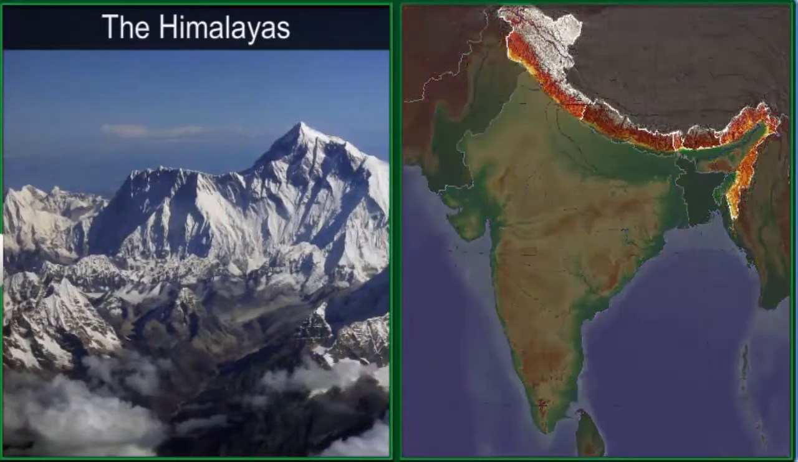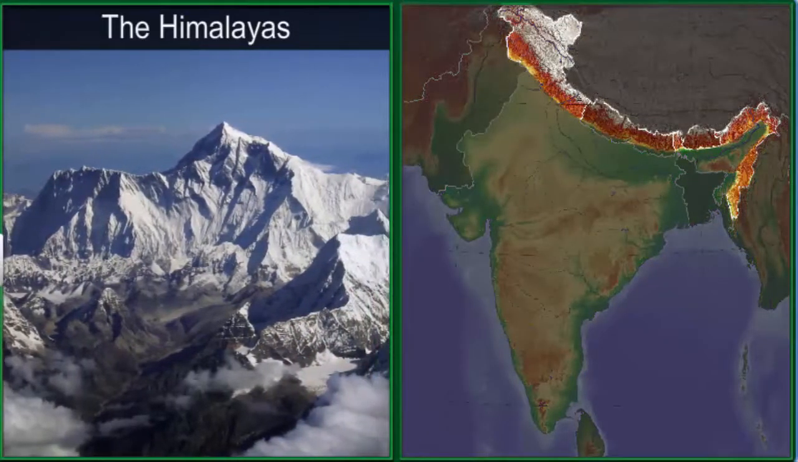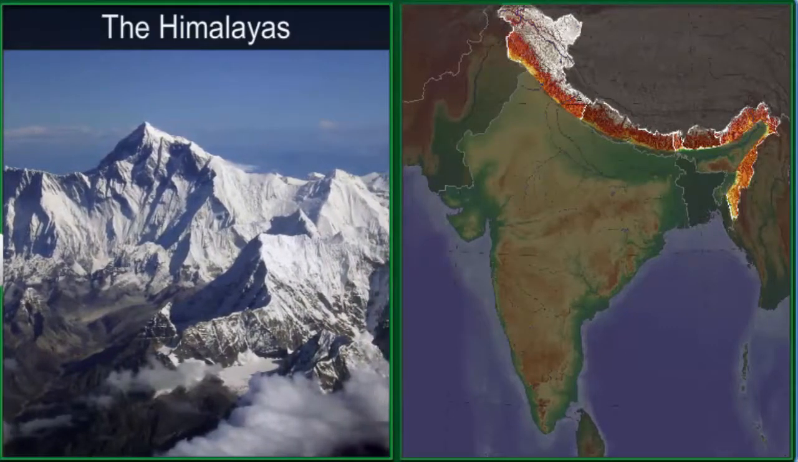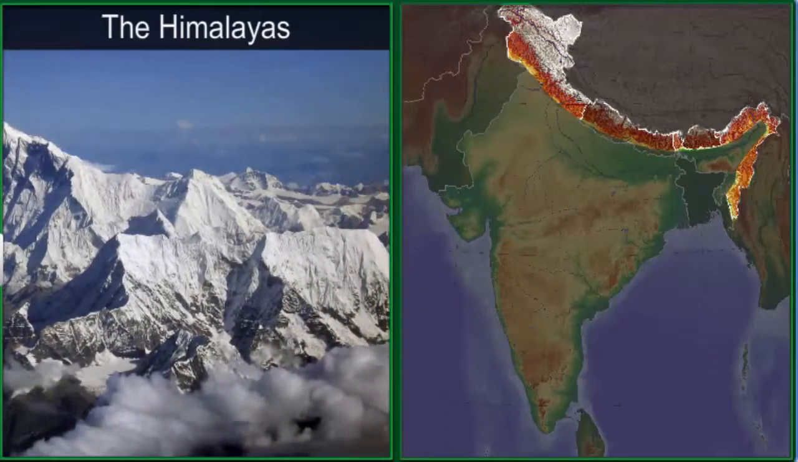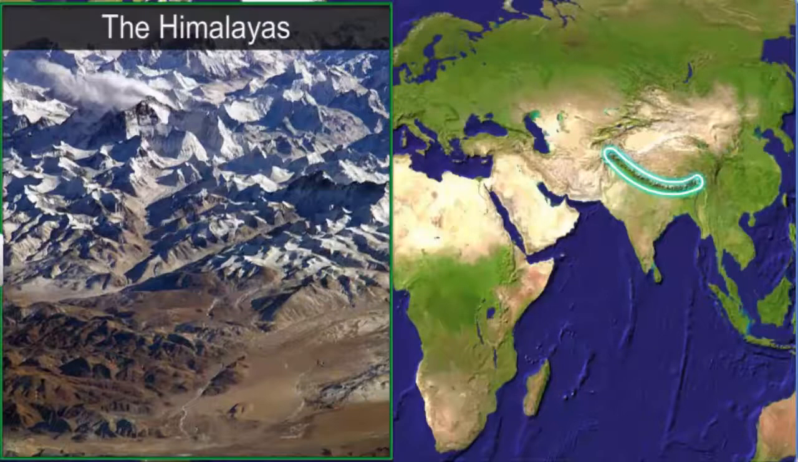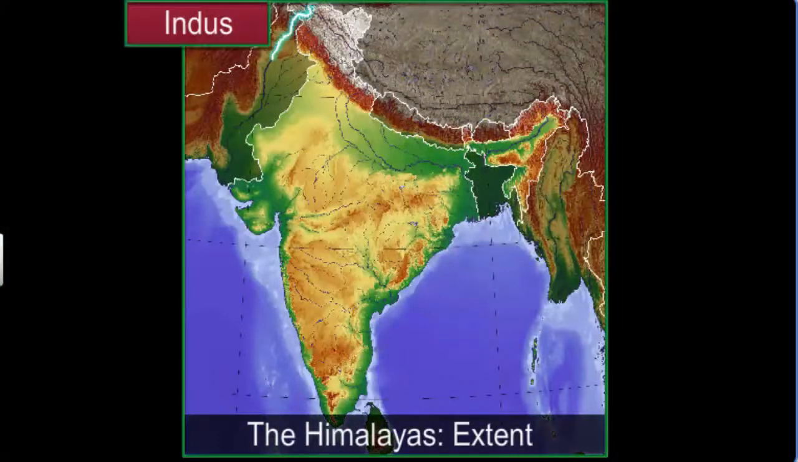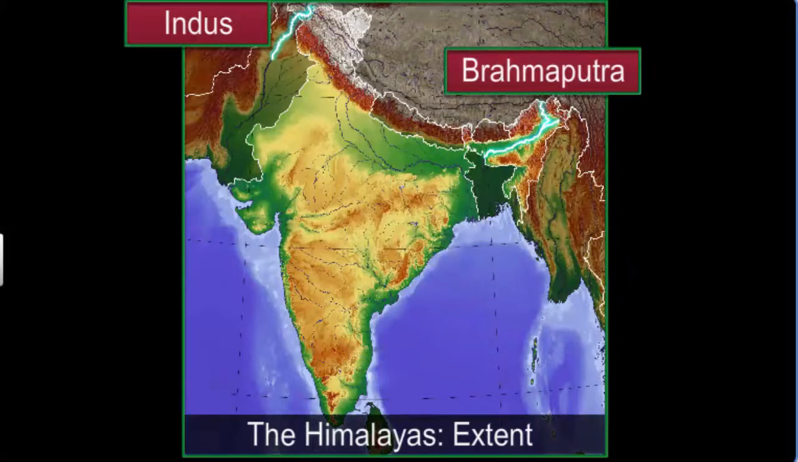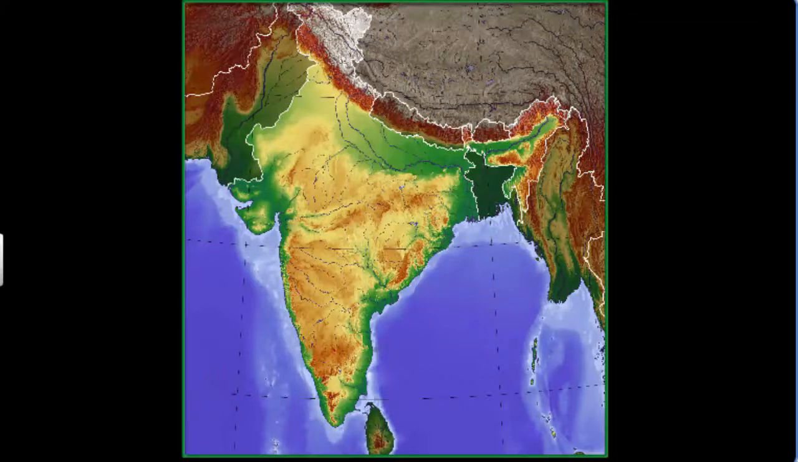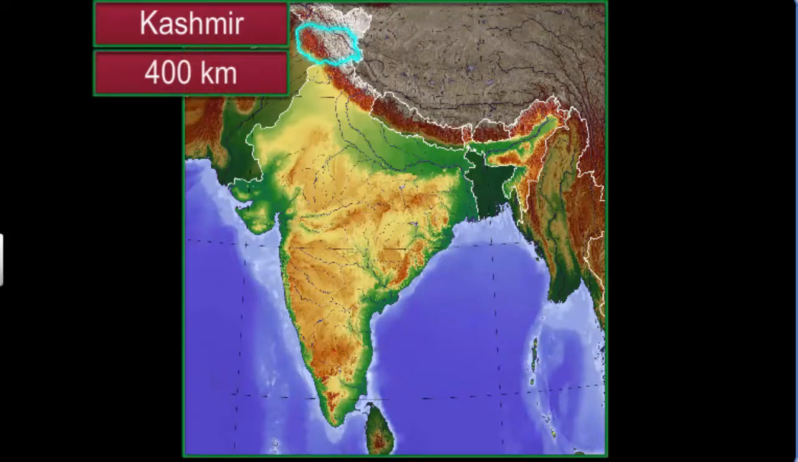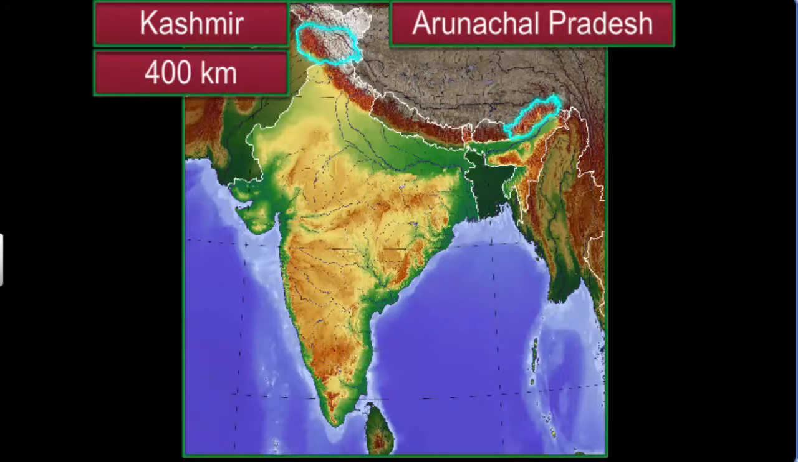The Himalayas are fold mountains that cover the northern border of India. They are geologically young as compared to other mountain ranges. The Himalayan range is the highest and the most rugged mountain range in the world. It extends from the river Indus in the west to the Brahmaputra in the east, forming an arc of about 2,400 kilometers. The width of this range varies. For instance, in Kashmir, the range is 400 kilometers wide, while in Arunachal Pradesh, the width decreases to 150 kilometers.